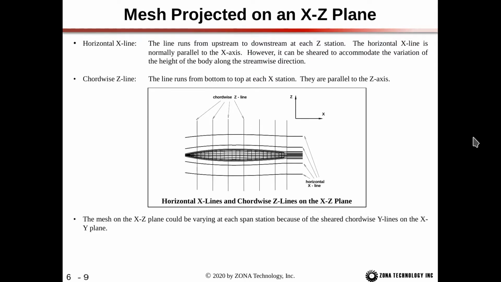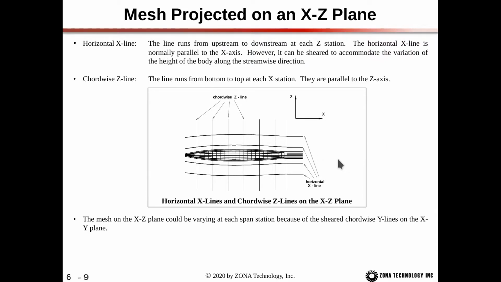And then next we'll look at the mesh projected on the XZ plane. So this is the side view. The horizontal X lines normally are parallel to the X-axis. So here we run from the upstream to downstream at each Z station.